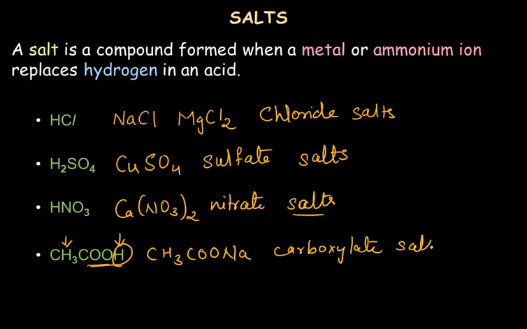For example, here if we have ethanoic acid, then the salt formed is sodium ethanoate. So ethanoate salt will be formed. Accordingly, the type of carboxylic acid we have, accordingly the type of salt will be formed. Ethanoic acid forms ethanoate salt, propanoic acid forms propanoate salts, etc.